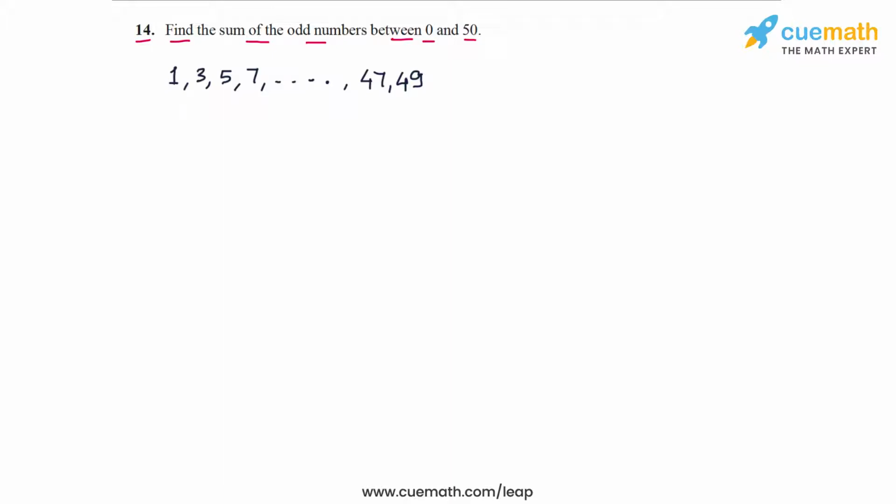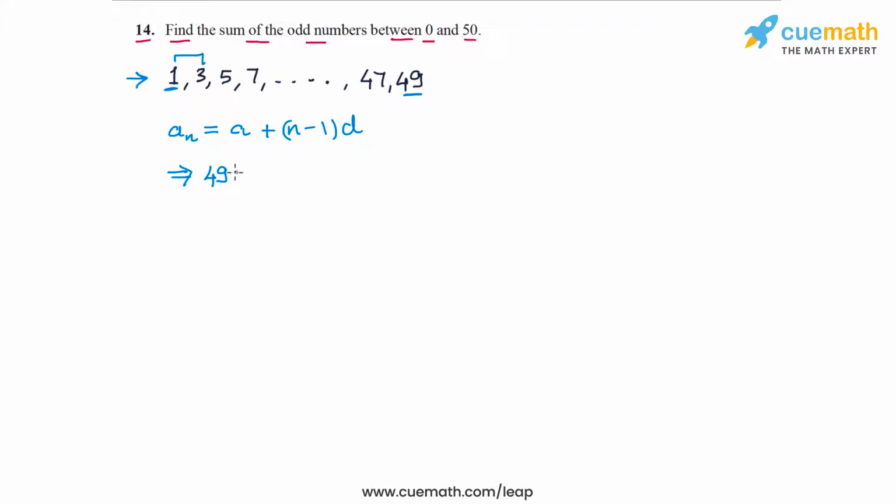Now, the first thing we could do is find the number of terms in this progression. We could find the number of odd numbers between 0 and 50. To do that, we can make use of the relationship for the nth term of an AP, an, that's given by a plus n minus 1 times d. The last term of this progression of odd numbers is 49, the first term is 1, and the common difference is 2. So let's plug the values into this relationship and find the value of n.